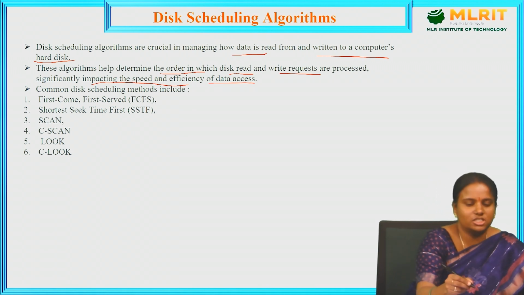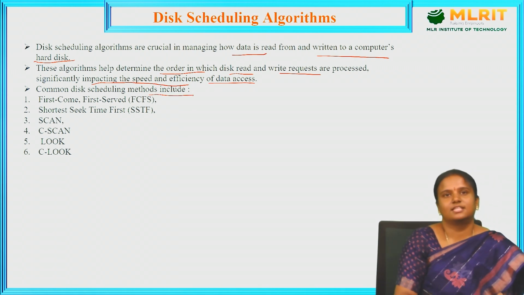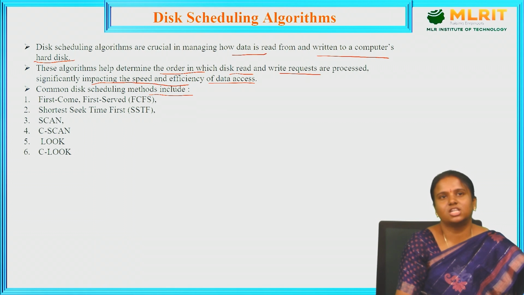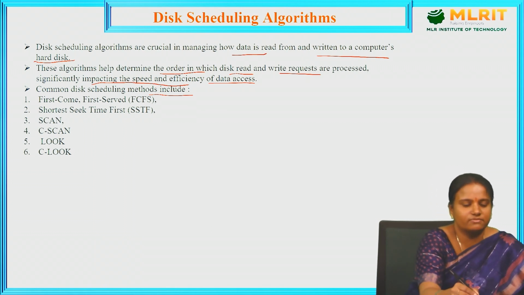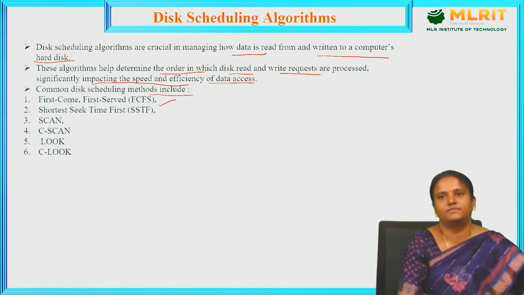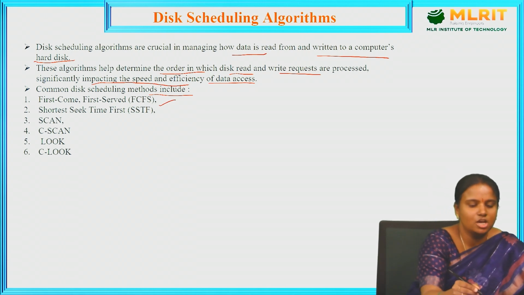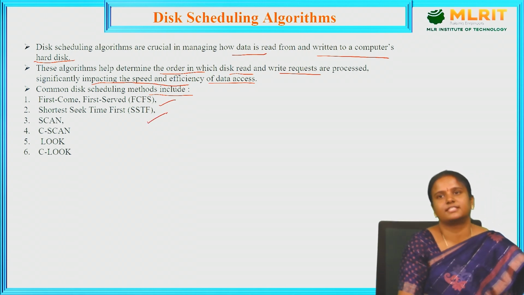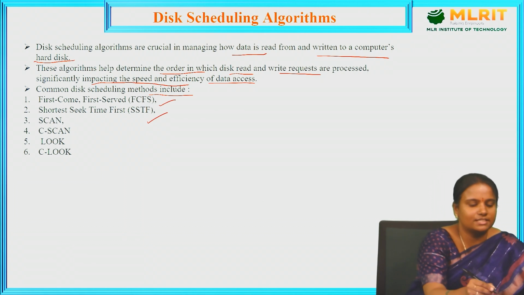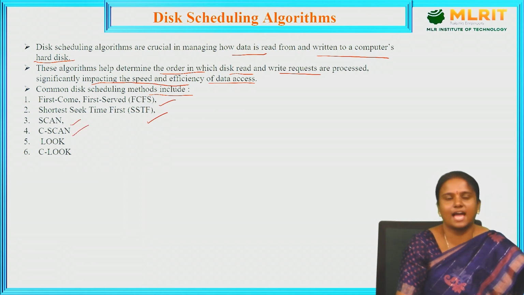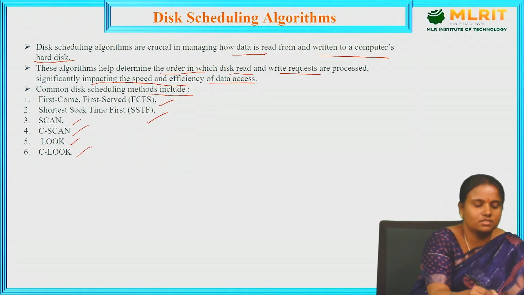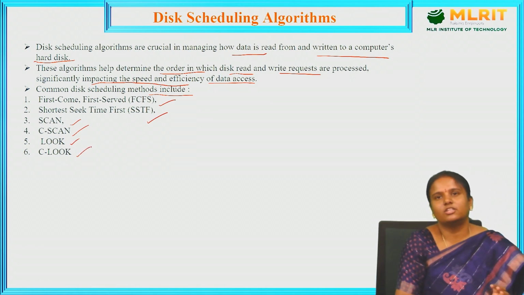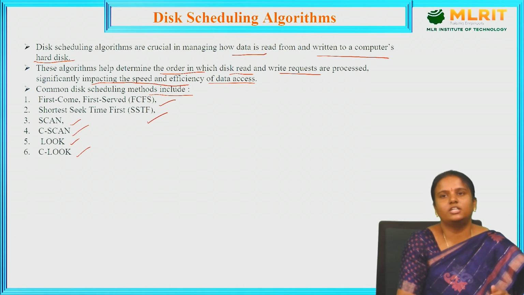Common disk scheduling algorithms include 6 types. The first one is first come first serve, that is FCFS. Next is shortest seek time first, SSTF. Next is SCAN, then C-SCAN, which is circular scan, and LOOK and C-LOOK, where C-LOOK is circular look. These are the 6 different types of disk scheduling algorithms. We are going to discuss them one by one with an example problem.